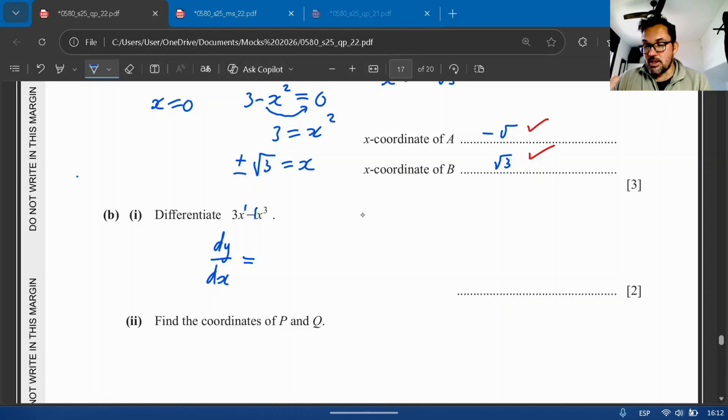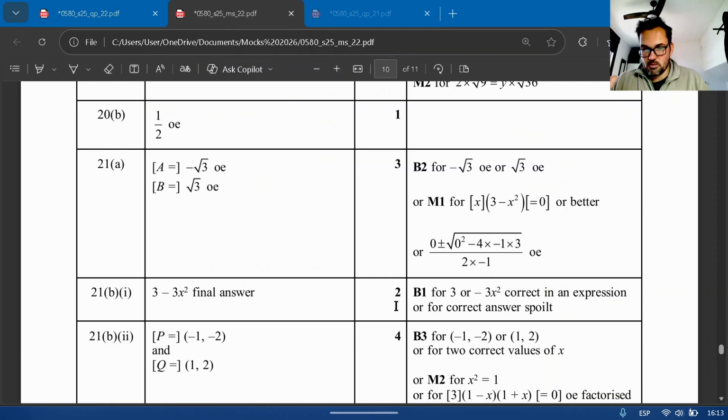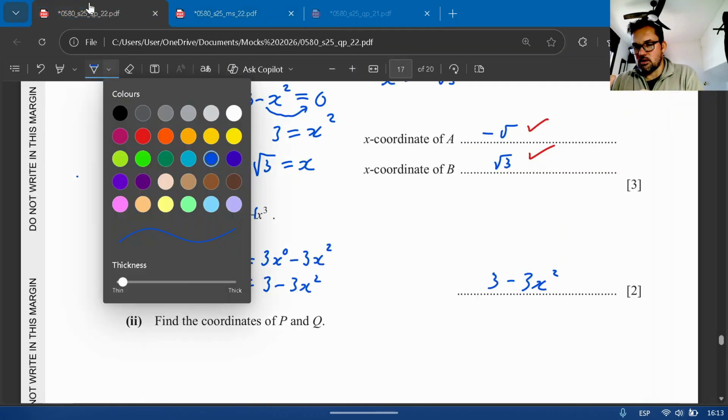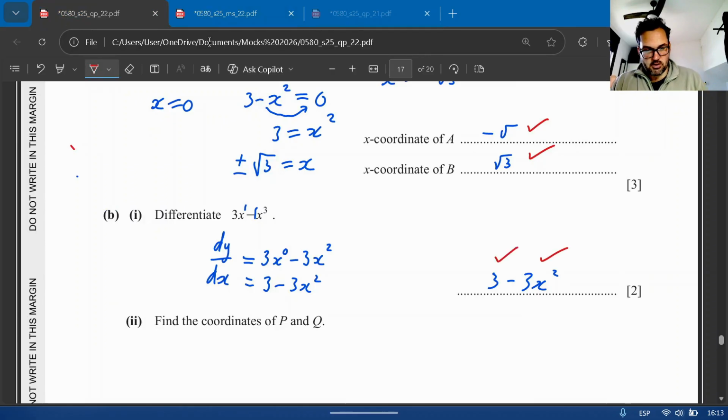So we multiply the index with the number in front, so 1 times 3 is 3. And then you subtract 1 from the index, which gives us x to the power of 0. Okay, here we do 3 times minus 1 is minus 3. Subtract 1 from the cube, so that will be x squared. Now, of course, anything to the power of 0 is 1, and 1 times 3 is 3. So that will be 3 minus 3x squared. Final answer. Okay. And they give you 1 mark for each of these.